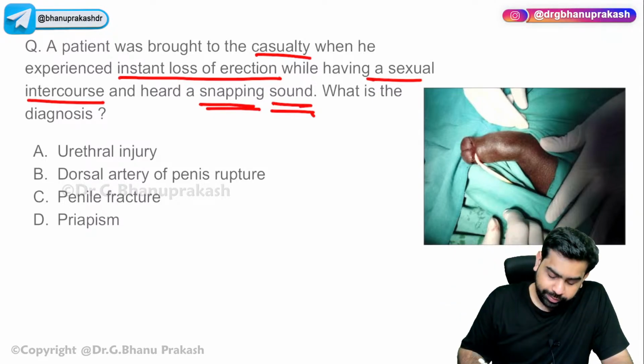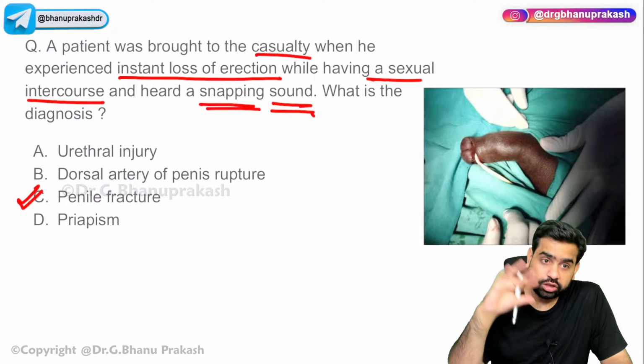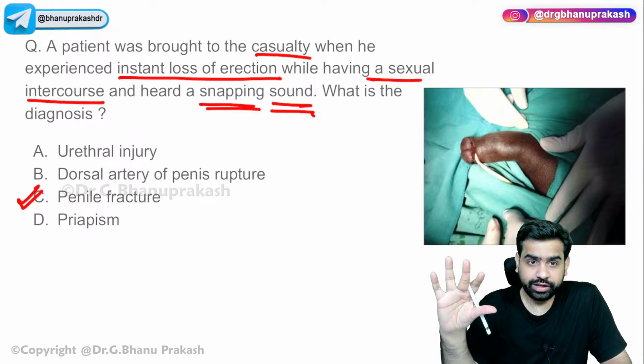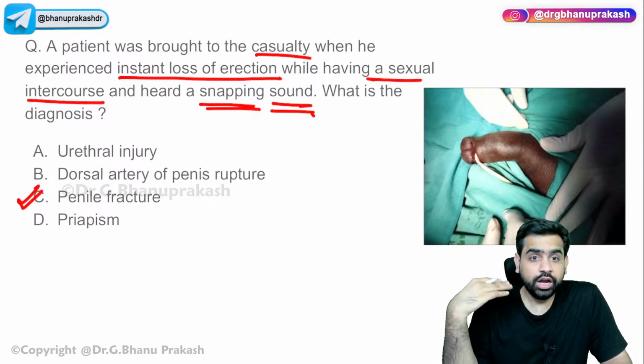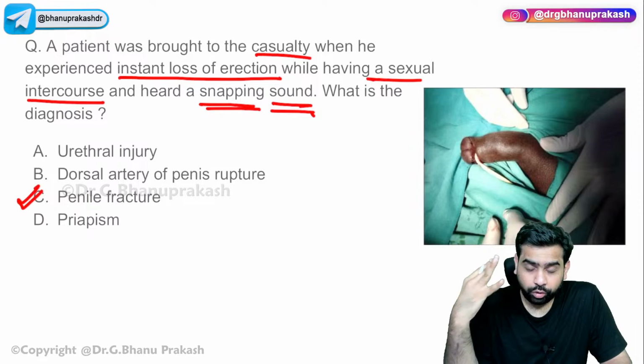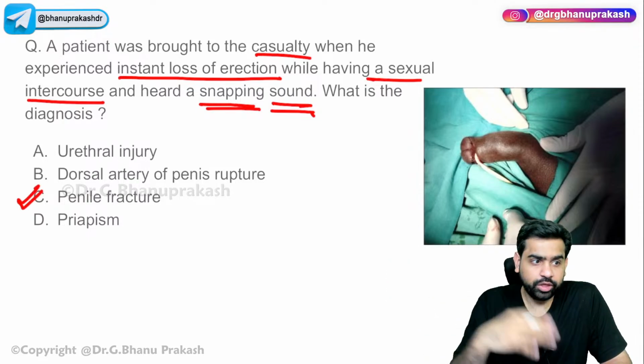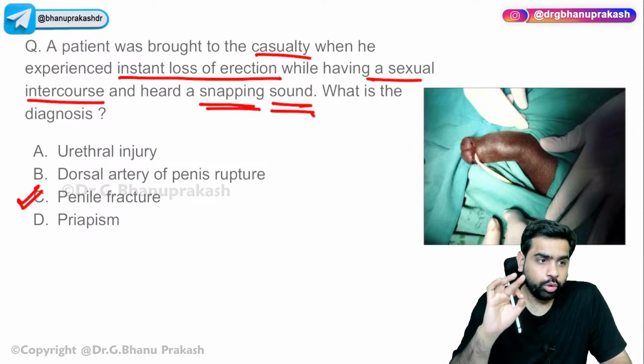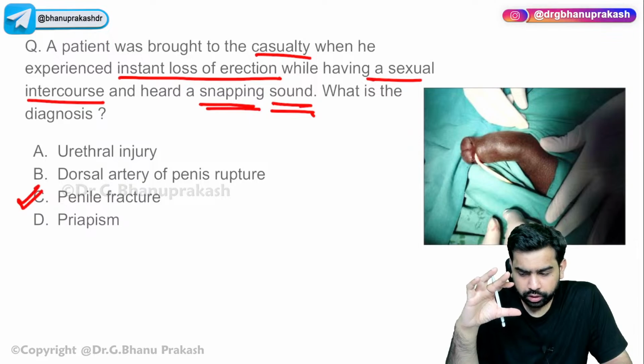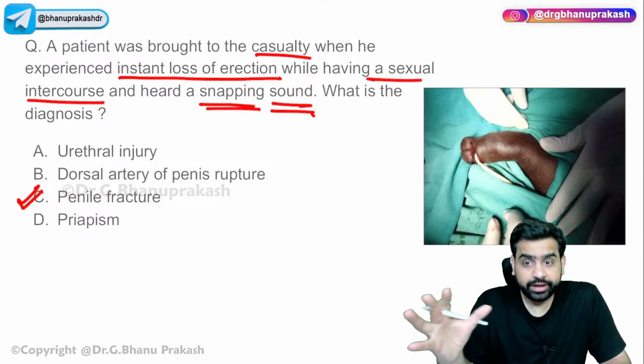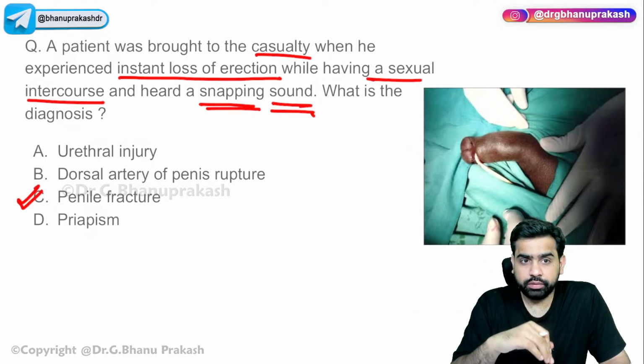Yes, the diagnosis of this particular patient is a penile fracture. So this is a very, very characteristic history which you're going to get in these patients. During the sexual intercourse, there is a snapping sound and a sudden loss of erection. Now the patient has come to the emergency, right? Now, can you please tell me what is the appearance of the penis which you find in patients with penile fracture?